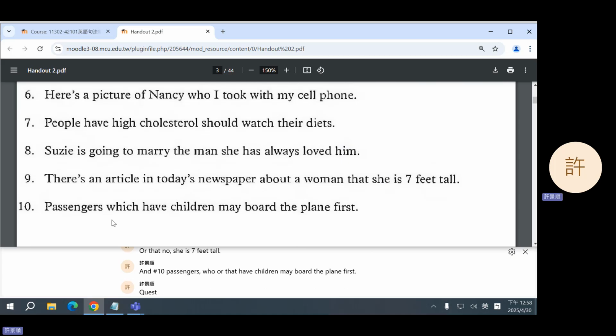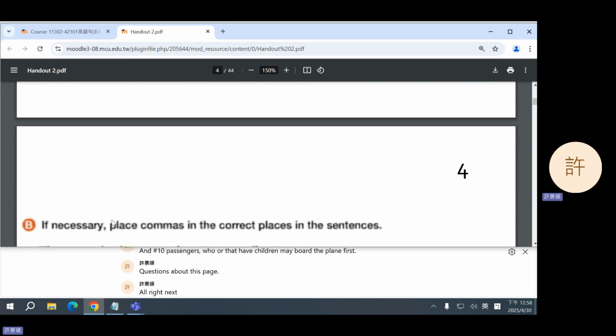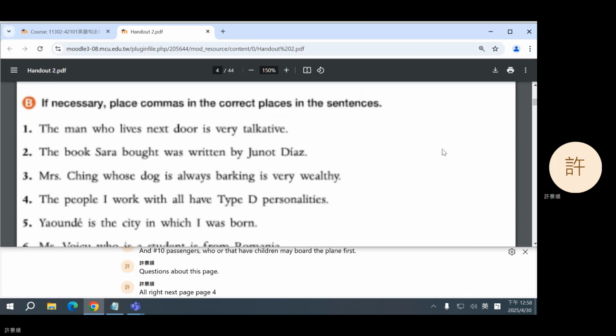Questions about this page? All right, next page, page 4. Number 1, no commas. We need this part to tell us which man. So no commas. It is essential information.